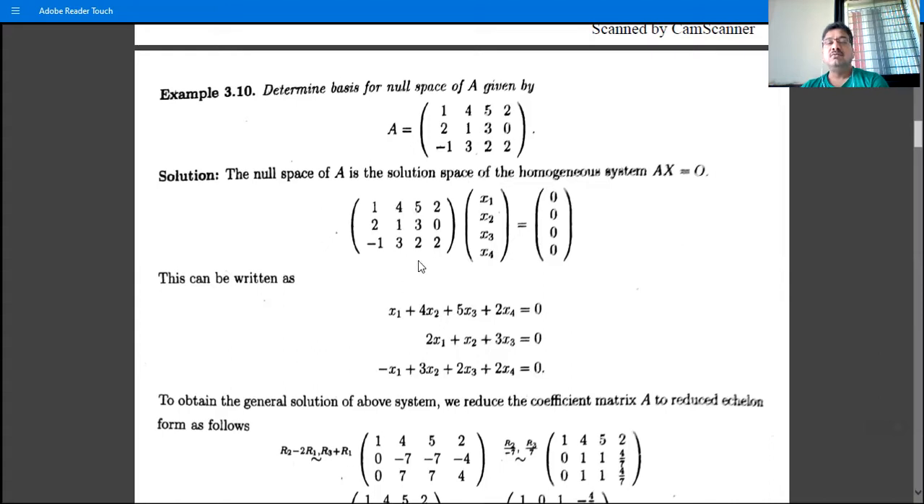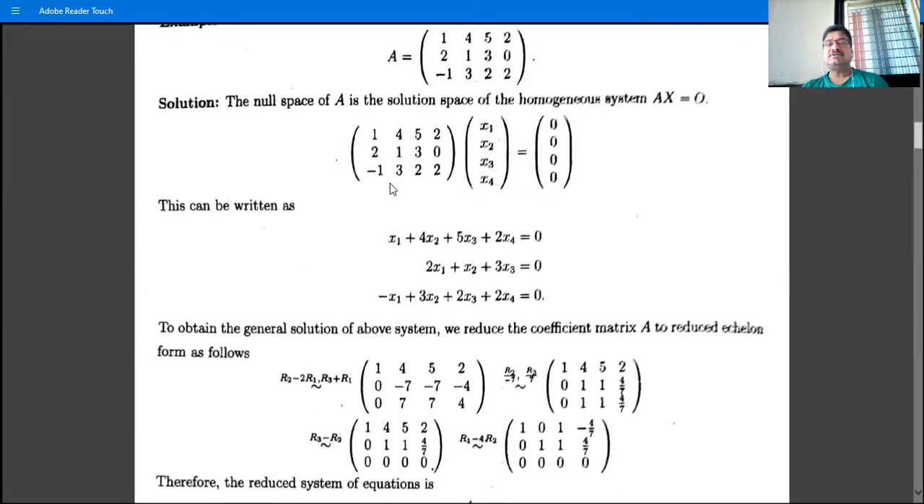We know that the multiplication of two matrices exists if the number of columns in the first matrix is equal to the number of rows in the second matrix. So there are 4 columns, so take 4 rows. If there are 5 columns, then take 5 rows: x1, x2, x3, x4, x5. If there are 3 columns, then take 3 rows: x1, x2, x3. So this is the column matrix X.